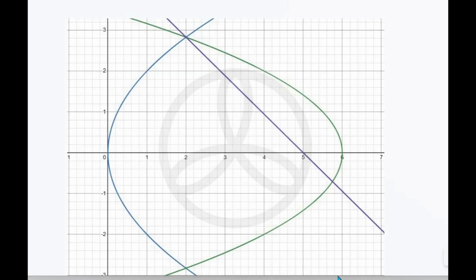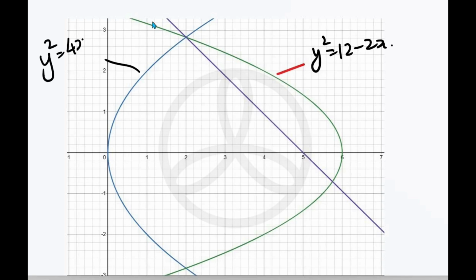So these are the three graphs that the question is talking about. This particular one is y square equals 12 minus 2x. This one is y square is equal to 4x. And this line is, in the question, given with a less than or equal to sign, which actually means the area lying under these three enclosures.